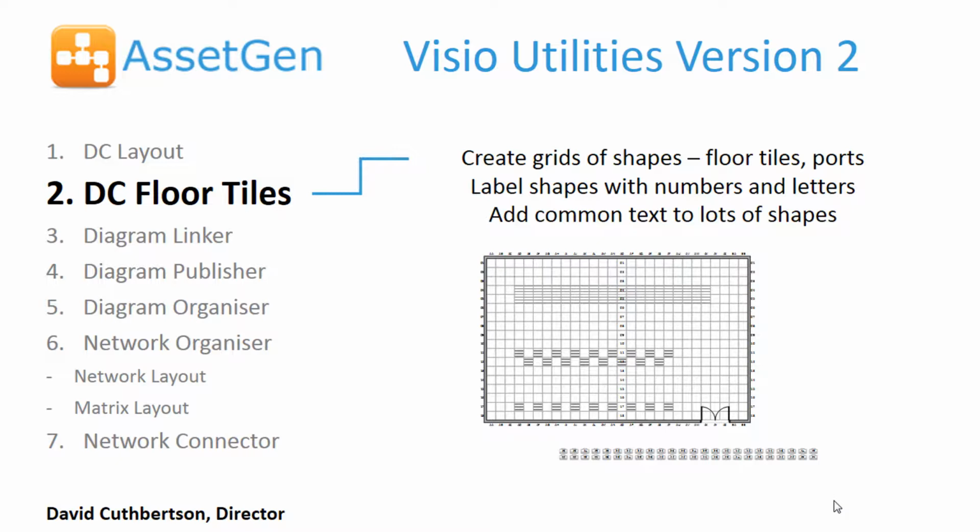And this is a utility for creating grids of shapes such as floor tiles, ports with patch panels and devices. You can also use this to label everything with numbers and letters to represent referencing. And it will also allow you to add common text to lots of shapes that are very similar, maybe like floor boxes, where you have large numbers and you just want the same text, but you want to apply this after you've actually created the shapes. So let's go through it.